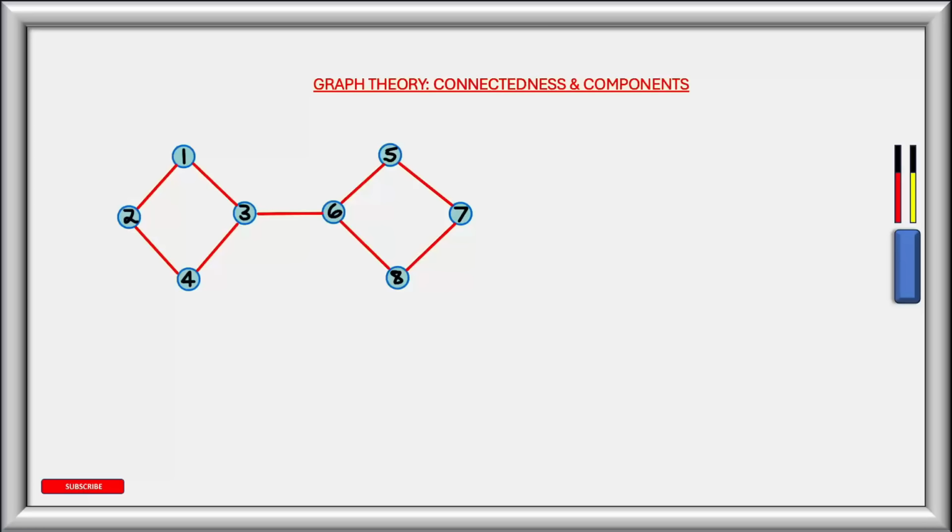Let's now take a look at some challenges. In this first challenge, we have a graph with 8 vertices, and our task for this challenge is to find the bridge and the cut vertices. If you'd like to play along, pause the video now.